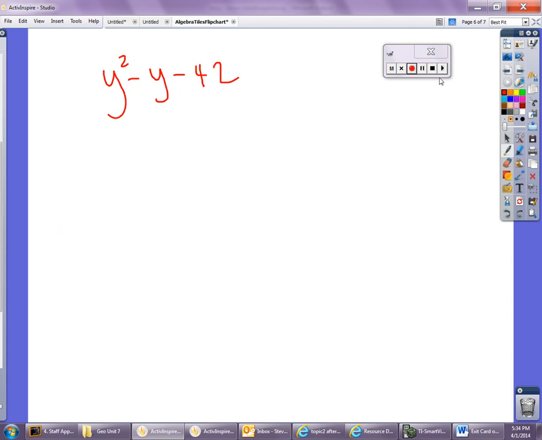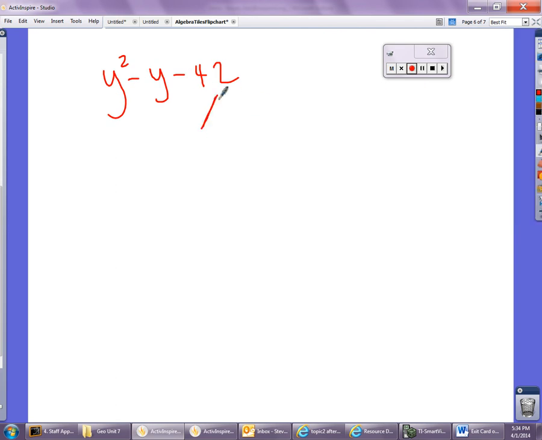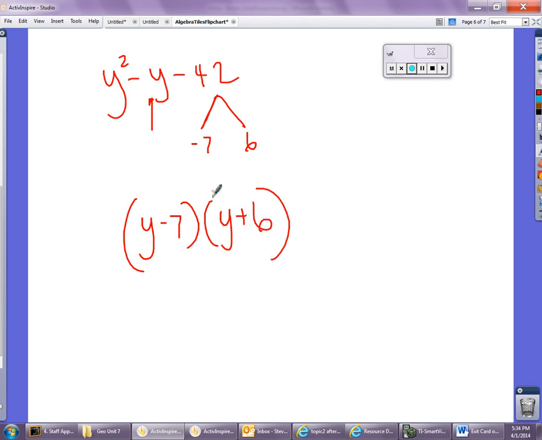Okay, I think we have one more left. So go ahead and, no, I'm sorry, 2 more left. Go ahead and do this one and then replay it. This one, thinking of things that multiply to a negative 42, I have negative 7 and 6. There's a lot of things, but these are the only ones that add to negative 1. So our factored form is y minus 7 times y plus 6. And again, you could have moved the y plus 6 over here, as long as the 6 was the positive one and the 7 was the negative one.